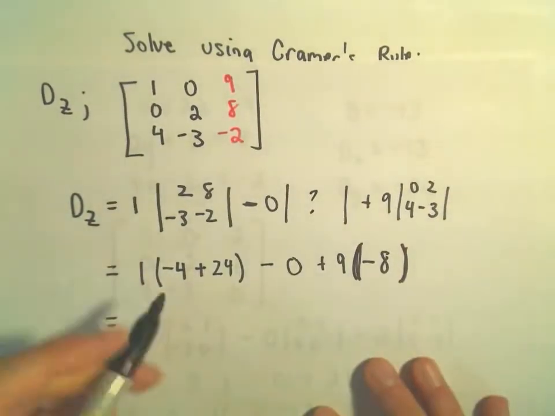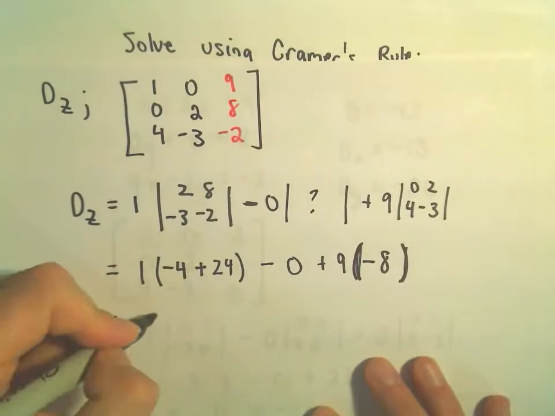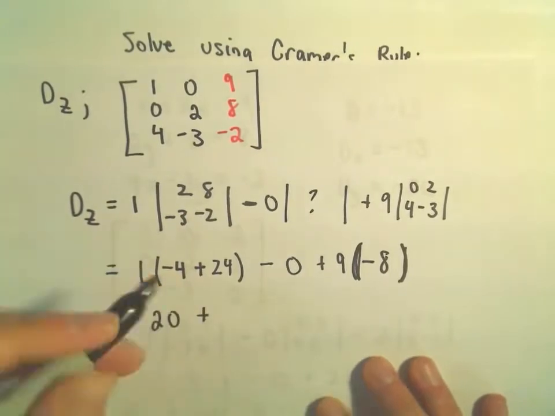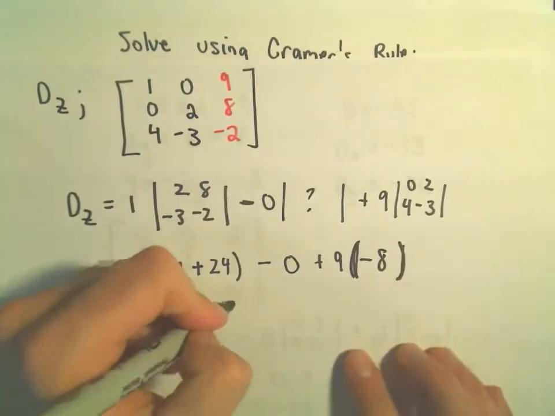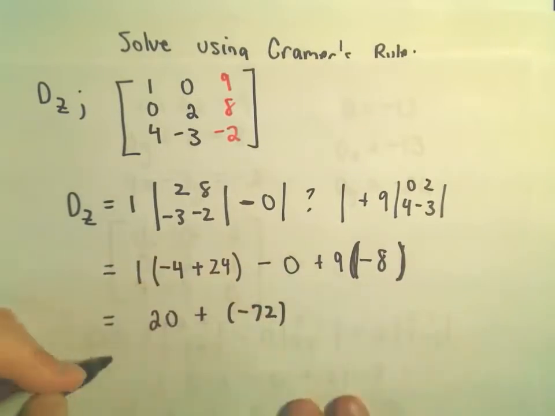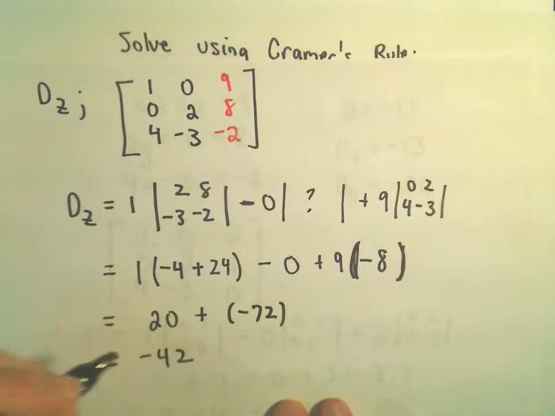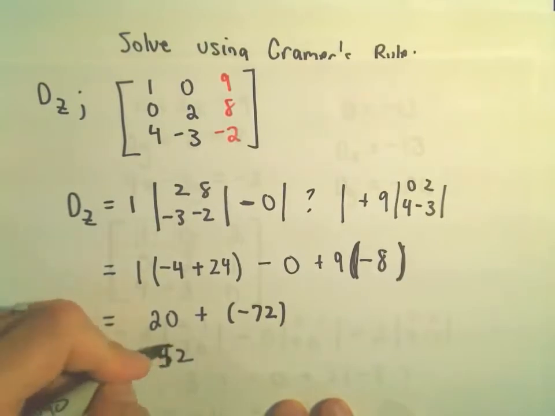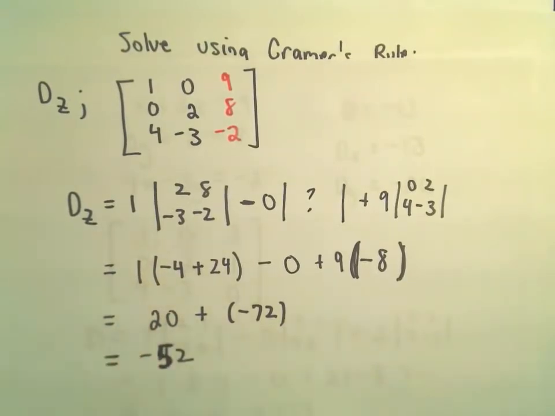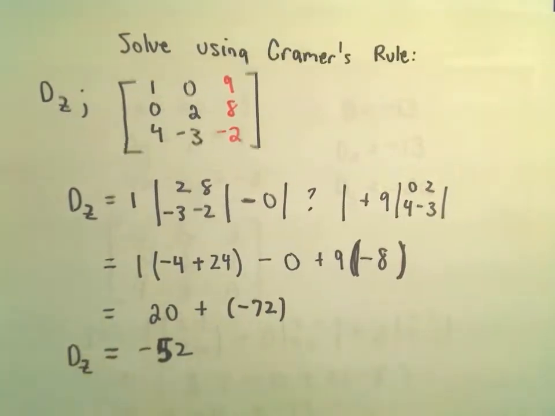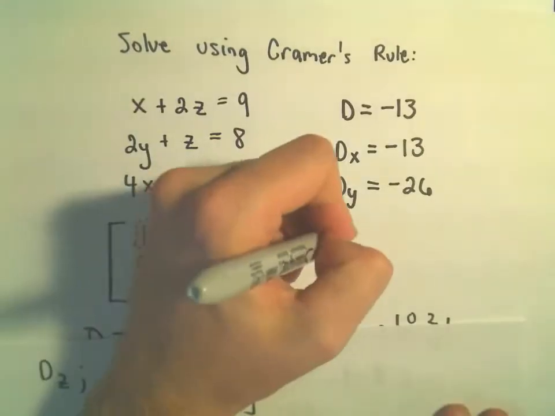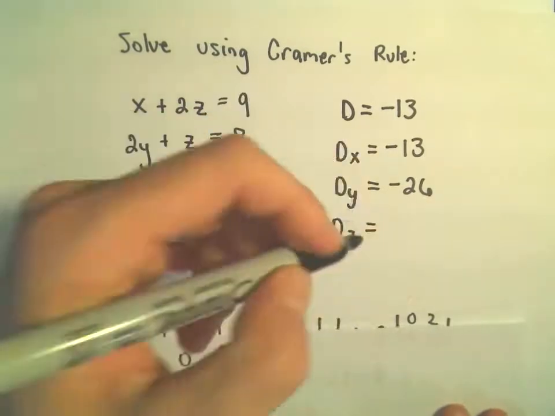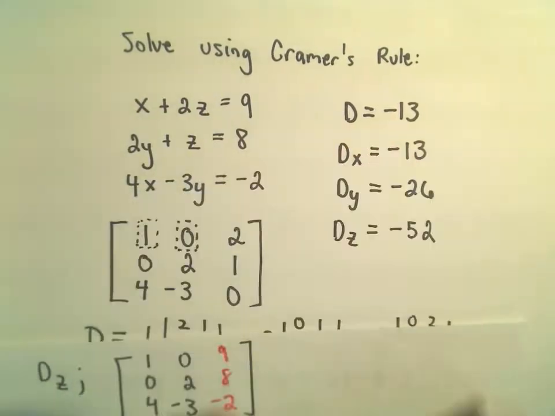So let's see here. It looks like we have negative 4 plus 24, which would be 20. Plus 9 times negative 8 would be negative 72. Negative 72 plus 20 is going to be negative 40. Oh man, how about negative 52? So now we've got our d sub z value. It says d sub z is going to have the value negative 52.